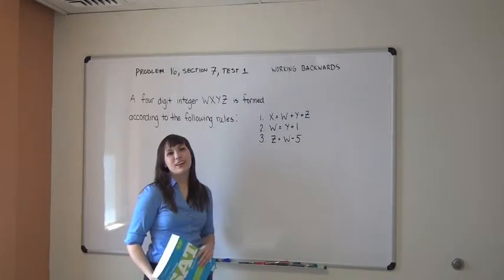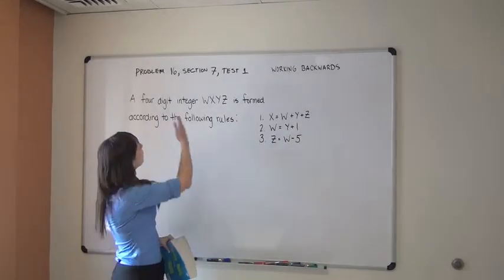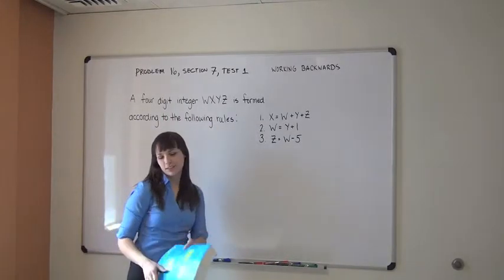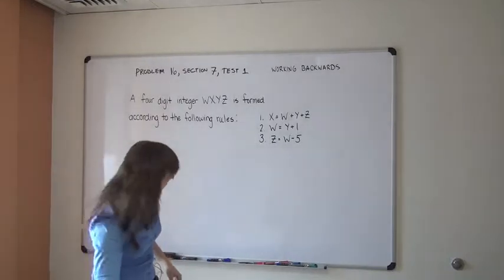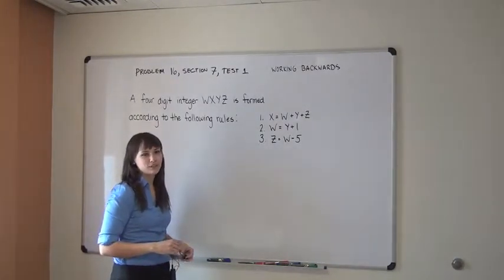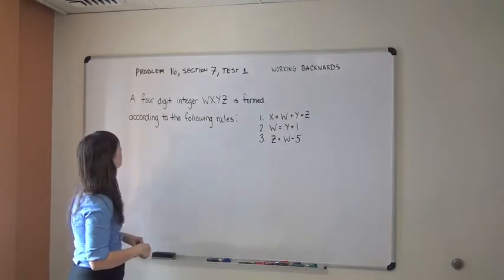My name is Jordan, and in this video, I'll be explaining problem 16 from section 7, test 1 of this book. We're going to call this problem a working backwards type problem, and I'll explain why shortly. First, let's hear the problem.